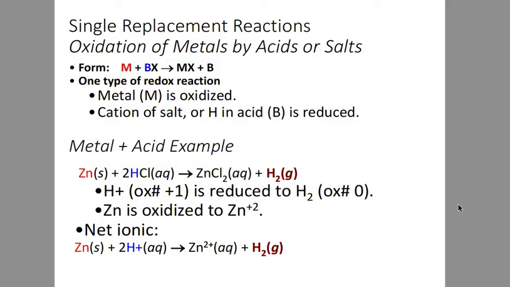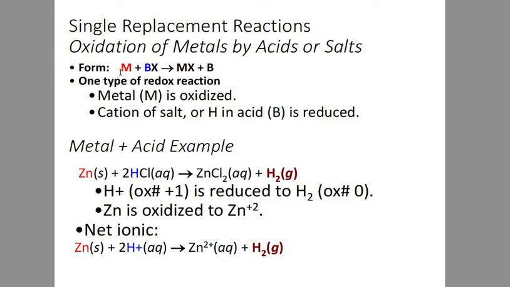So a single replacement reaction is a little different than the double displacement or replacement reactions that we saw with precipitation reactions. Typically, a precipitation reaction is a special kind of double displacement. A single replacement reaction is a little bit different, and typically we associate a lot of redox chemistry with single replacement reactions as well. So it takes on the form of this general equation we have here.